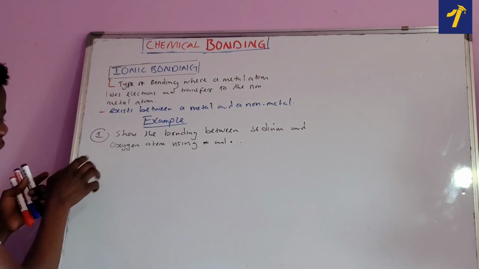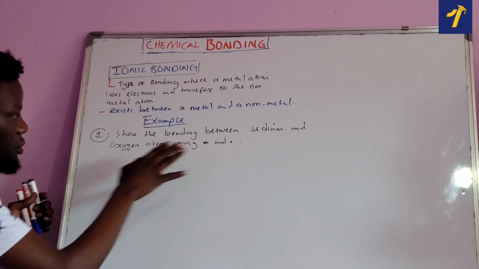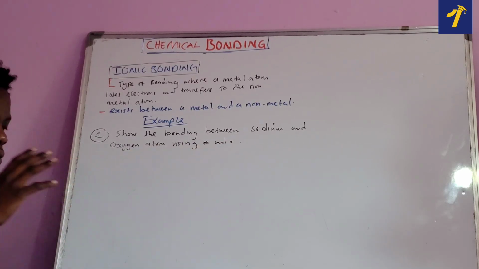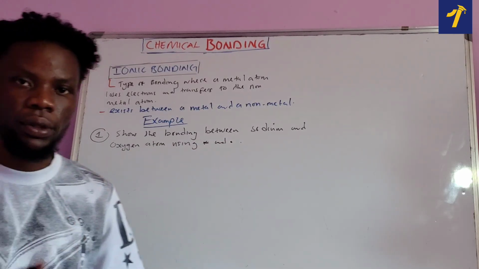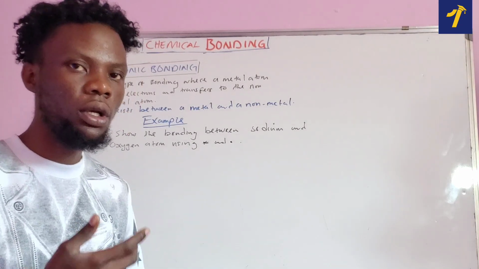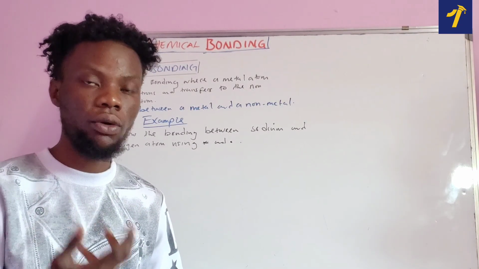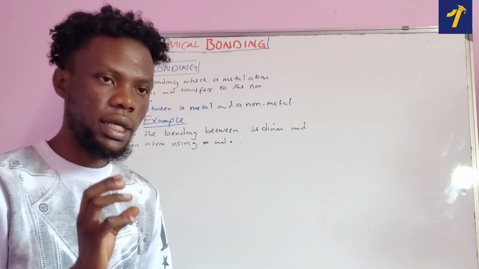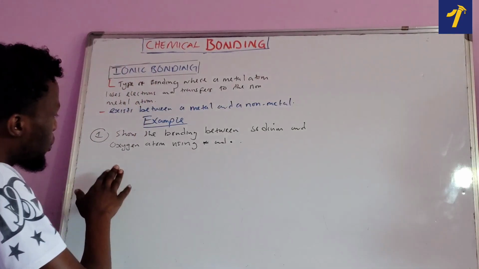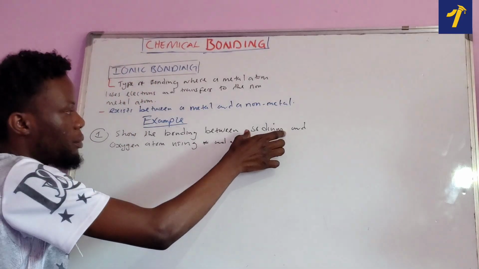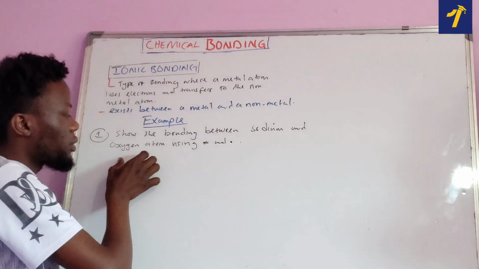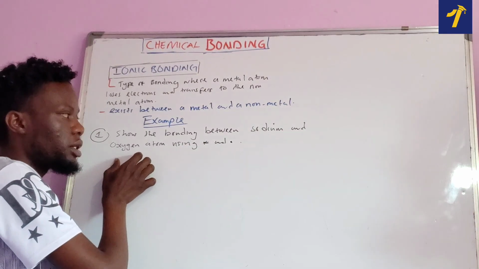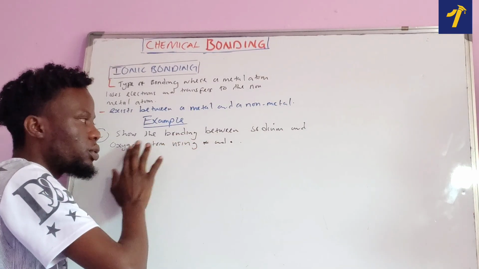Now, how are we going to show the bonding between sodium and oxygen? Make sure that you start following the steps that you need to know, and they are going to help you during an exam. The first step that you need to understand is that what we've been asked is to show the ionic bonding between sodium and oxygen. Okay, so we're going to show this one. Now, how are you going to show this one?